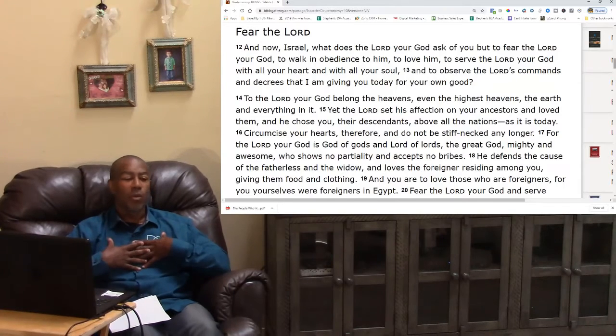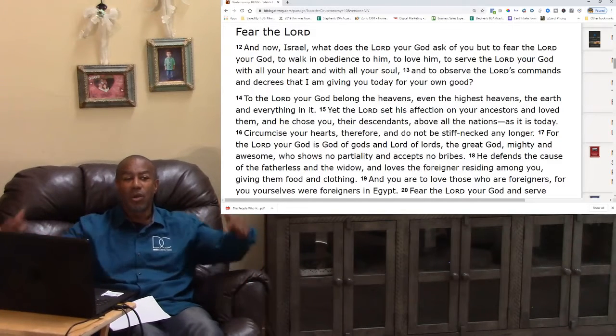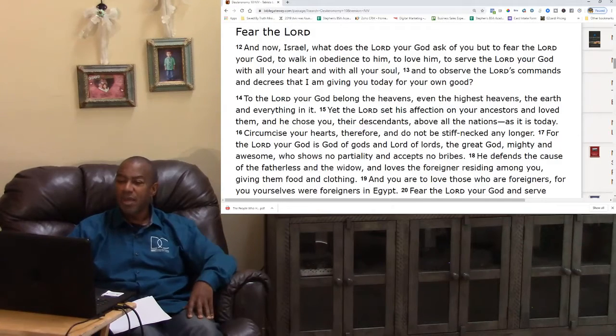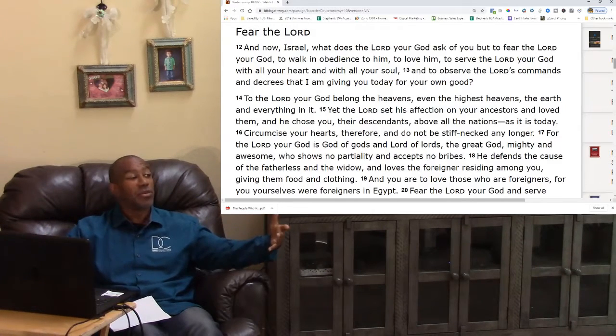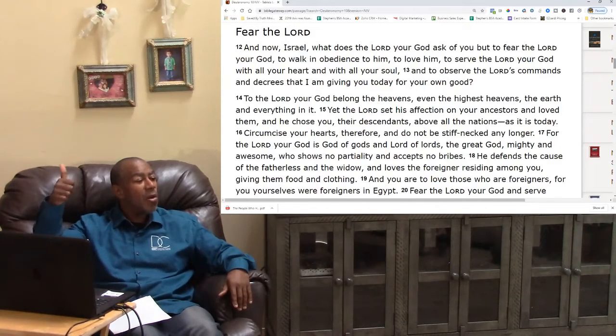See, this is what the Lord wants us to do. This is the message that needs to be preached to the world today. This is the message you need to be teaching to your kids. This is the message you need to be teaching to your congregations. It is that the Lord wants us to do a few things. One, fear him. Have a holy fear of the Lord.